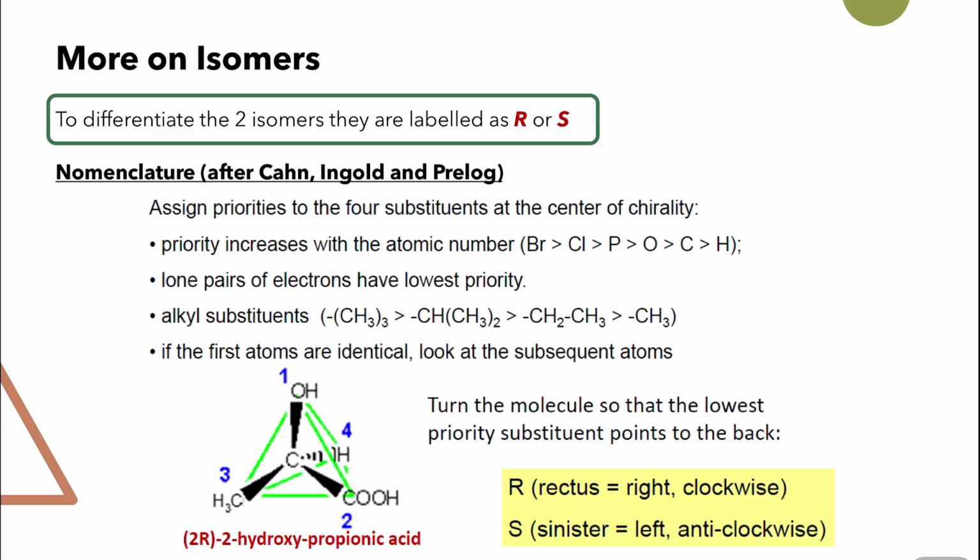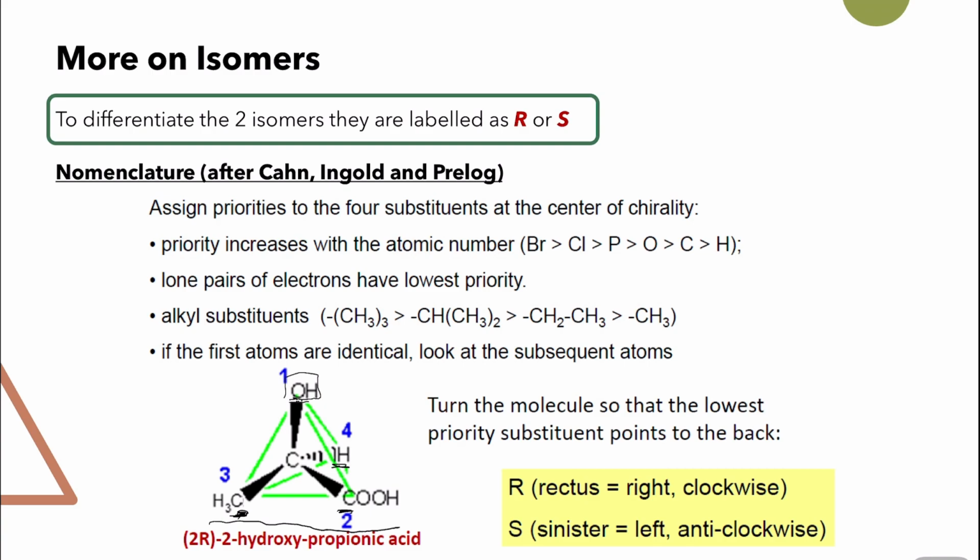So for a compound like this here, the OH will be given the highest priority because the first atom attached to the carbon here is oxygen. Here it's a carbon, here it's a carbon, and here it's a hydrogen. So the oxygen will have priority over the carbon and hydrogen. So this is the highest priority, so this is given 1. And then here we have 2 carbon atoms.